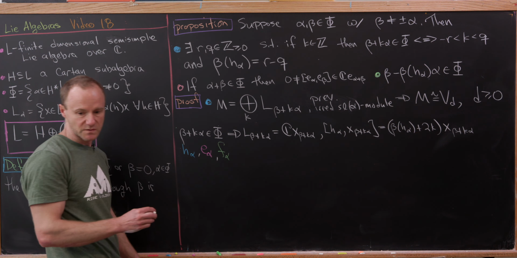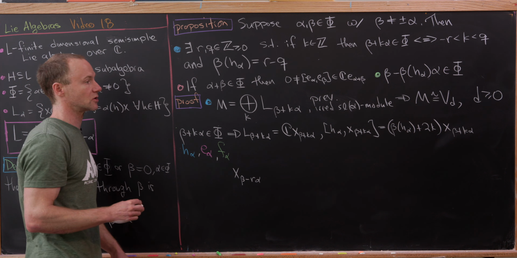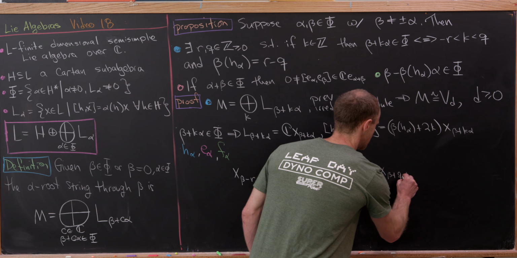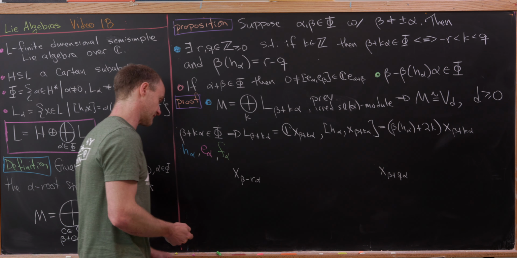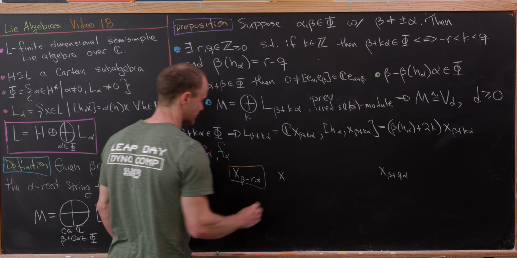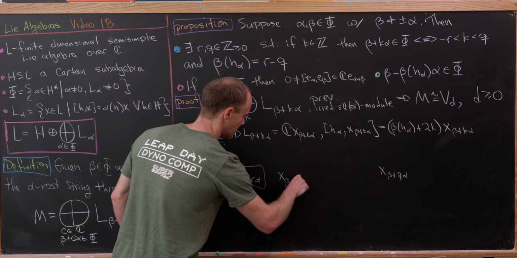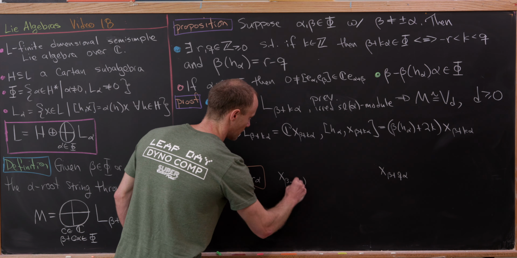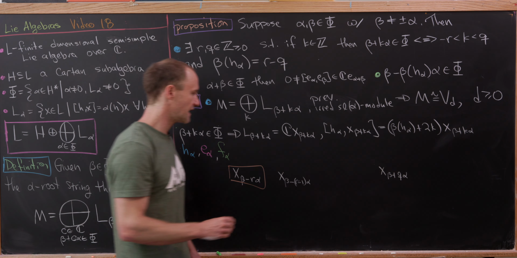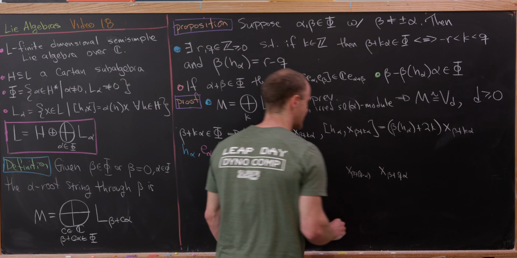So in other words, we'll have something like this. X beta minus r alpha will be our lowest weight vector. And then way over here, this x beta plus q alpha will be our highest weight vector. And then, of course, we're going to have some vectors in between as well. Like this vector here will be x beta minus, let's see, it'll be r minus 1 times alpha. So that's really like r alpha plus another alpha. And then maybe right before this would be x beta plus q minus 1 alpha.